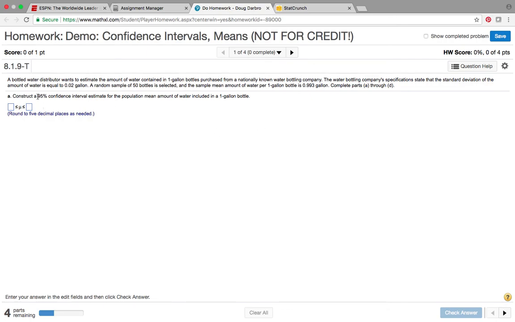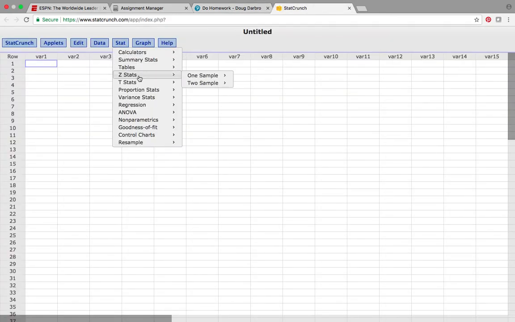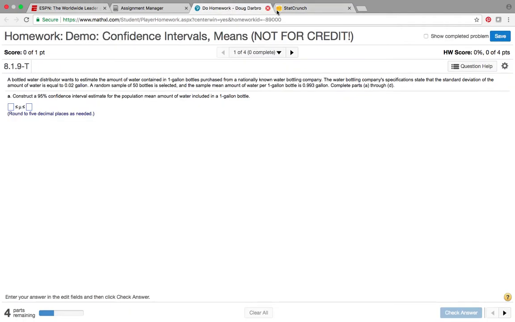Okay, so first of all, construct a 95% confidence interval. So guys, I'm going to do that. So I'm going to go to Stat. I go to Z-Stat because the population standard deviation is known. And then I go with summary. All right, so the sample mean is 0.993. The population standard deviation is 0.02. And the sample size is 50. I need a confidence level of 0.95. Is that right? Yes.